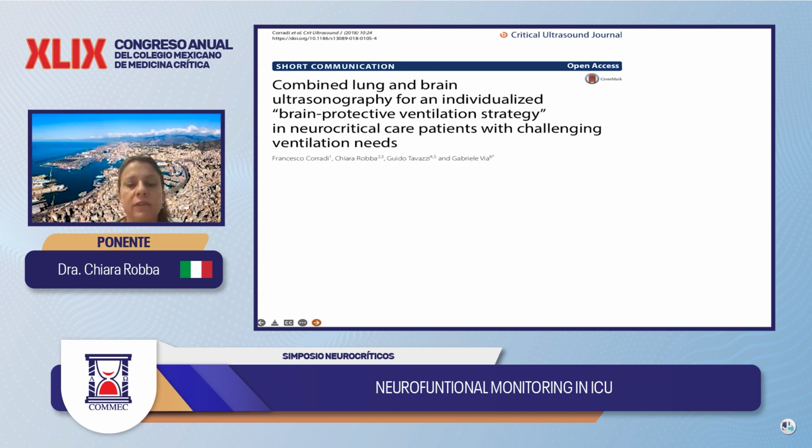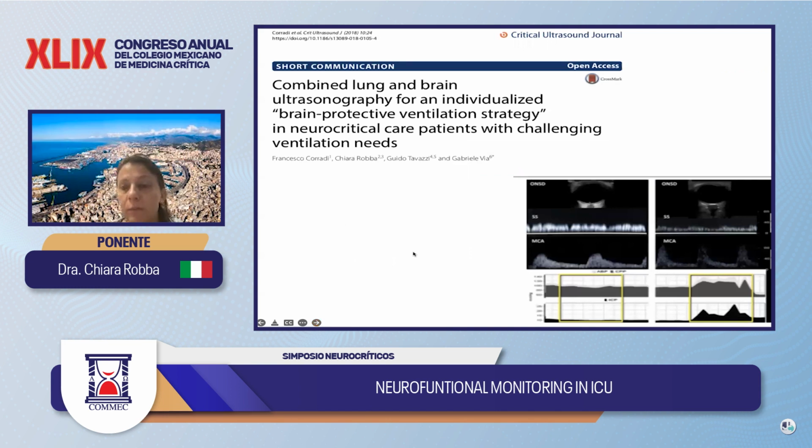And what does it mean? In this study, we propose, in fact, that when we set the PEEP, when we do the recruitment maneuver, we use the ultrasound not only to set the PEEP according to the lung needs, but also to the cerebral needs. This is an example. This is a brain ultrasonography study in a patient who underwent a recruitment maneuver. And as you can see here, there is an increase of intracranial pressure, which is detected using brain ultrasonography. This is the optic nerve sheath diameter, which gets enlarged during the recruitment maneuver. This is the MCA flow velocity, where the pulsatility index increases, and this is the venous flow, where the pulsatility in the venous components increases, which means that there is an increase of intracranial pressure.